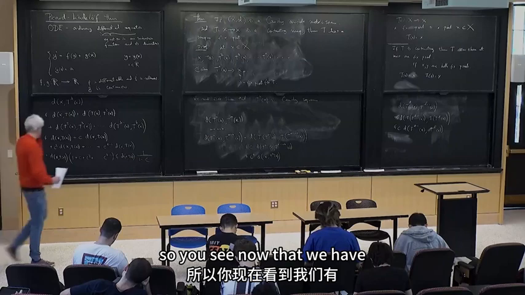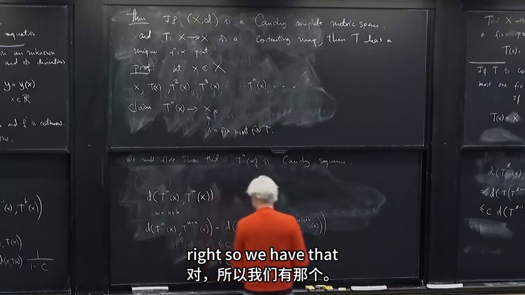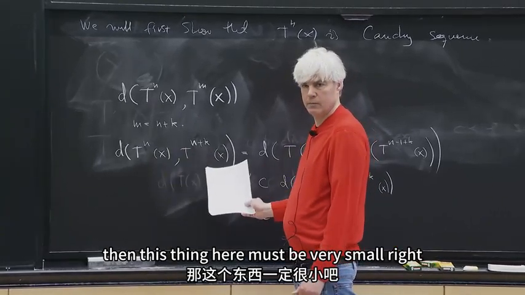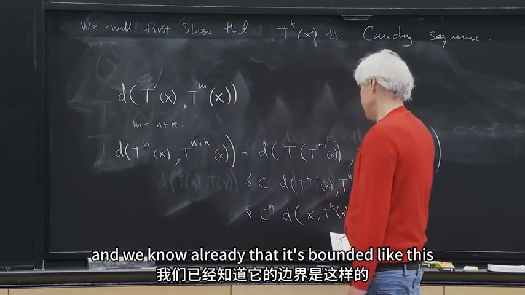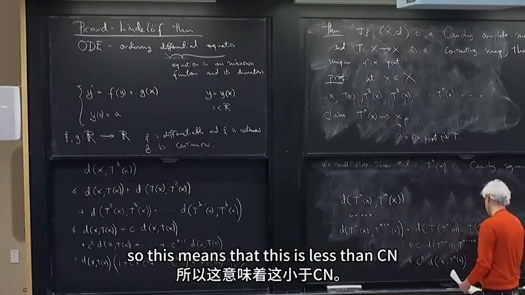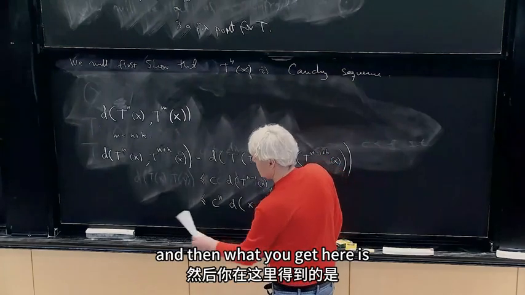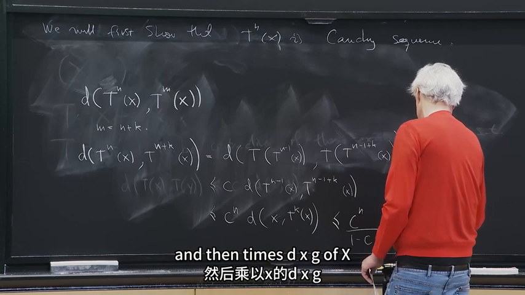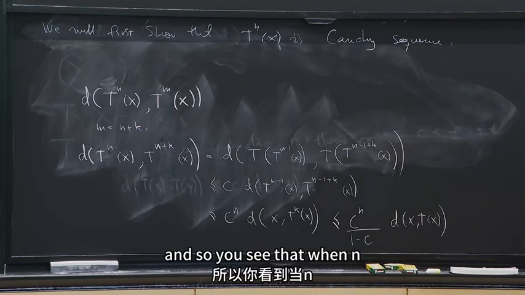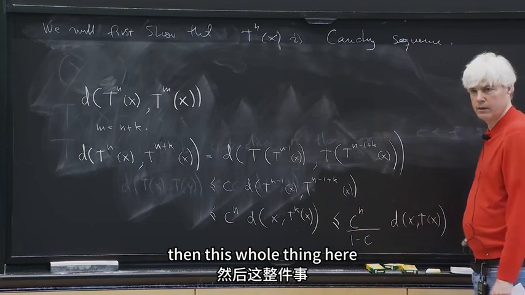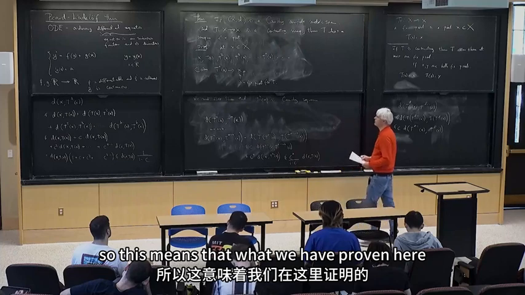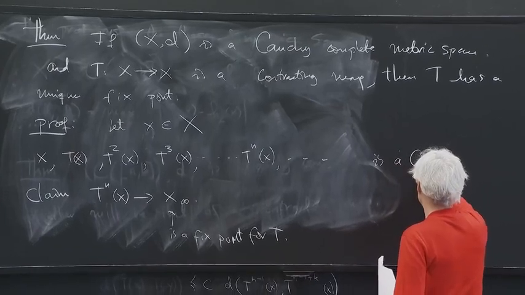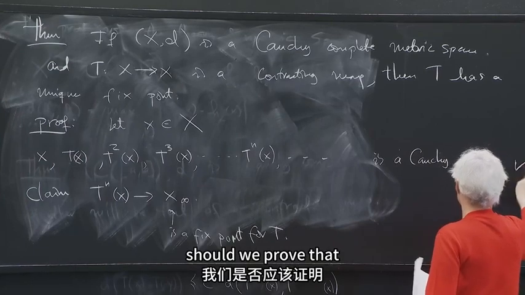Okay, so you see now that what we were interested in is saying that as long as I choose little n sufficiently large, then this thing here must be very small. We know already that it's bounded like this, and now I fill this in, so this is less than c^n over 1 minus c, times d(x, Tx). X is fixed, so when little n is sufficiently large, this whole thing is as small as you want. So what we have proven here is that this sequence is a Cauchy sequence.